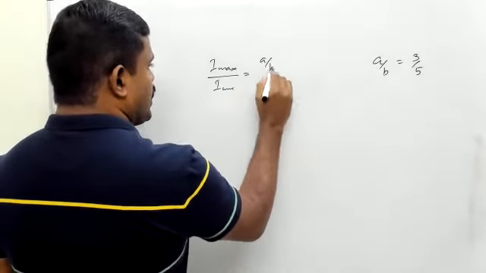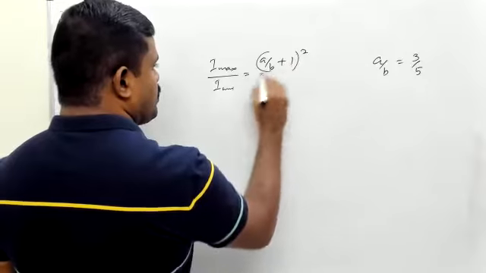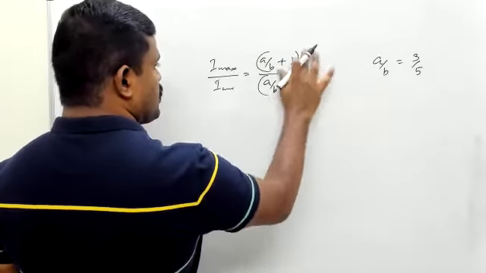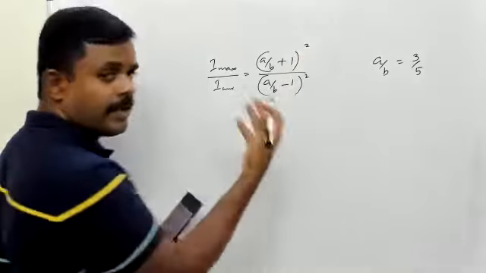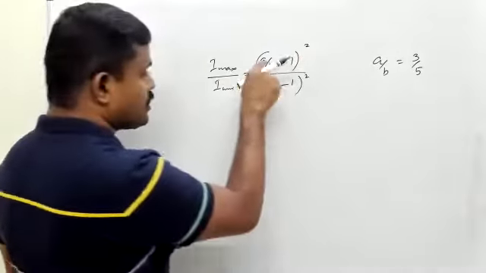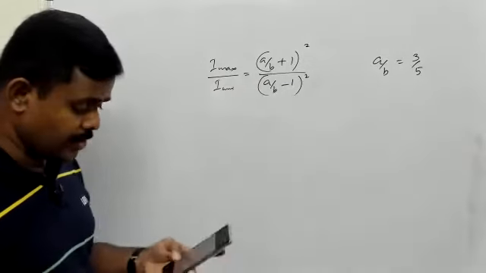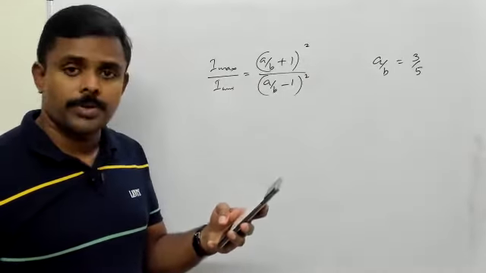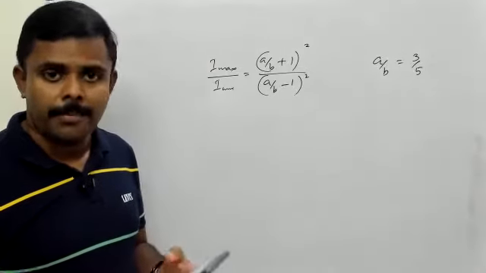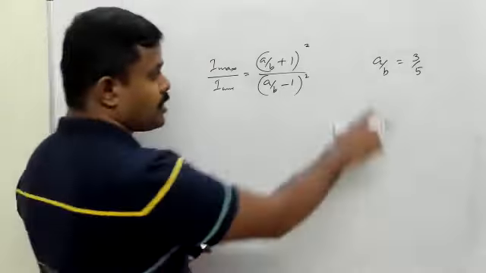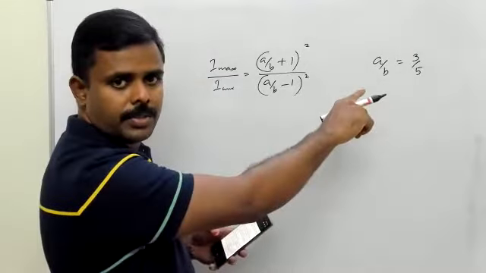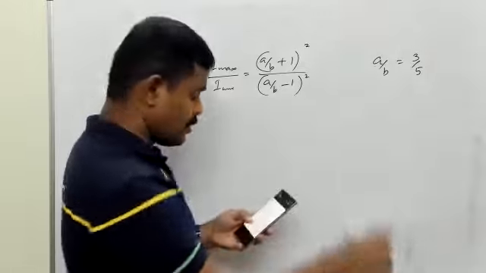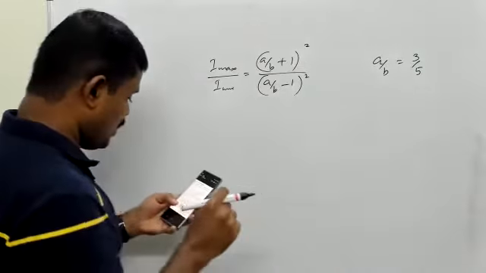It's easy. A by B plus 1 the whole square by A by B minus 1 the whole square. Sometimes they'll give you the other way. They'll give you this value and ask you to find out A by B, the amplitude ratio. So question number 2: amplitude ratio means A by B. Amplitude of the first wave A, amplitude of the second wave B. Amplitude ratio is 3/5.